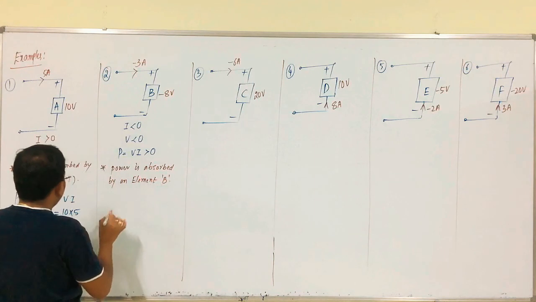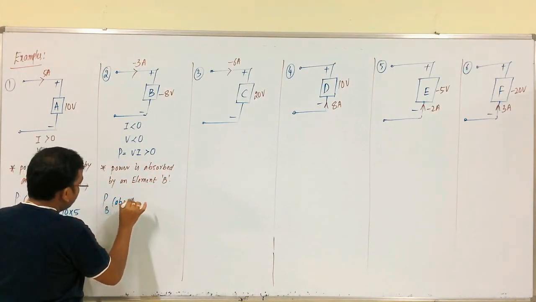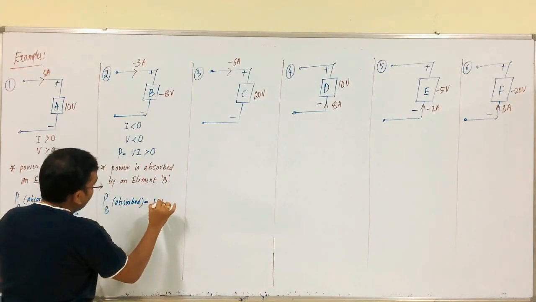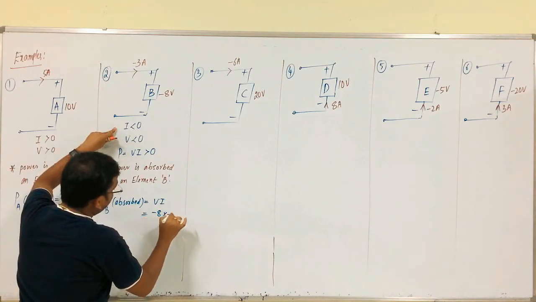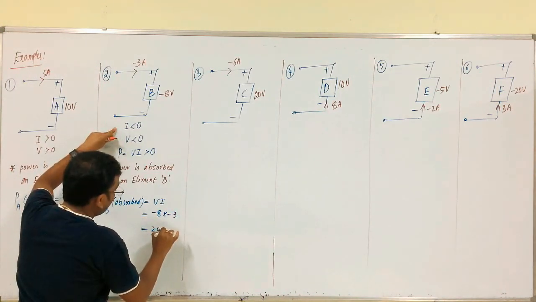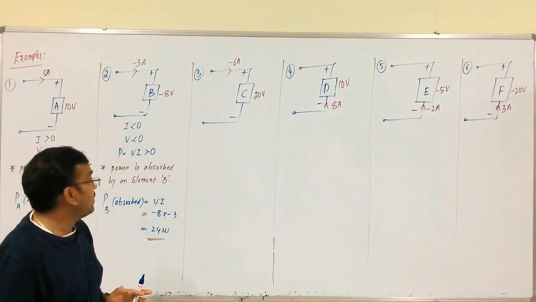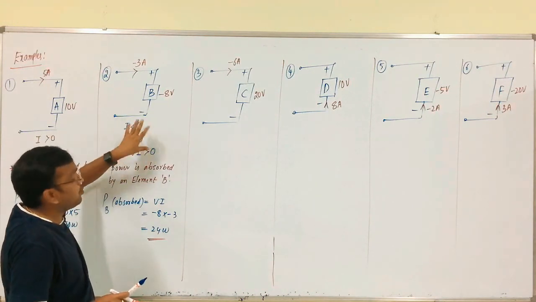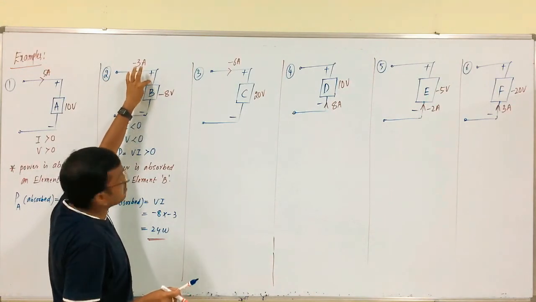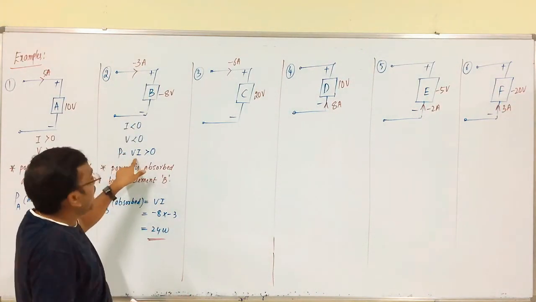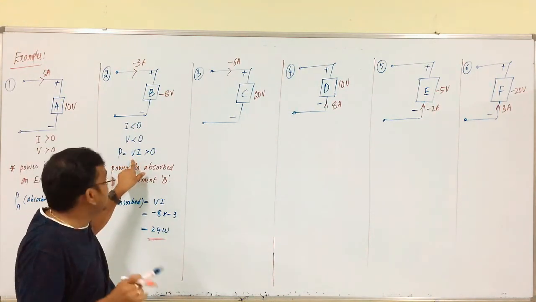Therefore, power absorbed by this element is nothing but V into I. We all know that. What is the value of V? Minus 8 into minus 3, which is equal to 24 watts. This is a very, very important observation. So, based upon the current directions and voltage polarity, we can decide. If it is entering the positive terminal, it is absorbed. Then we have to take P equals V into I. If it is more than 0, absorbed. If it is less than 0, delivered.